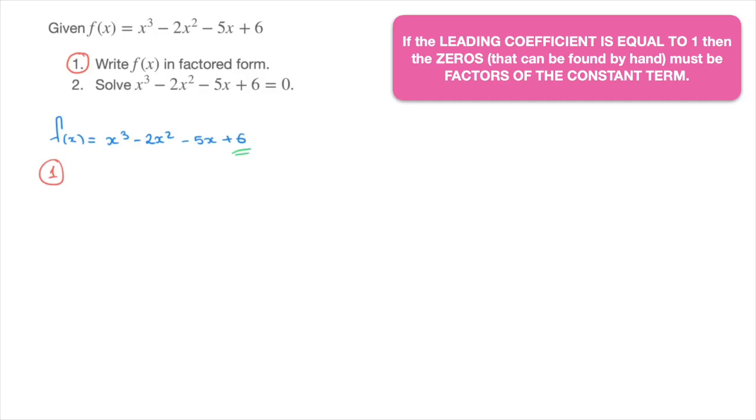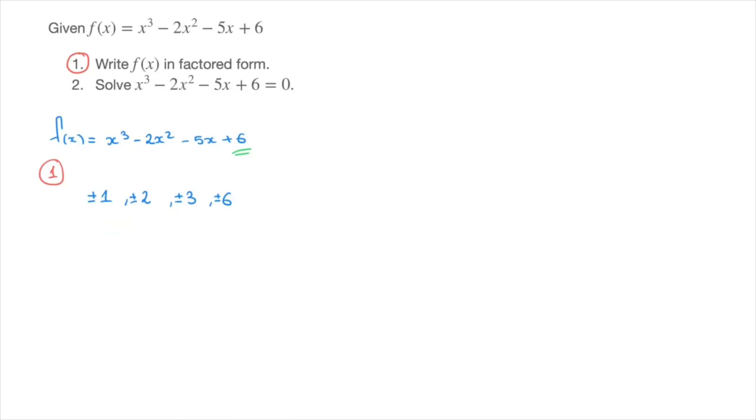Now, the factors of 6 are 1, 2, 3, and 6. And in fact, we can go further than that and say that the factors of 6 are plus or minus 1, plus or minus 2, plus or minus 3, and plus or minus 6. Careful, it's important to remember to consider the plus or minus possibility here. So we can see from this list that we have 2, 4, 6, 8 potential zeros for our function.